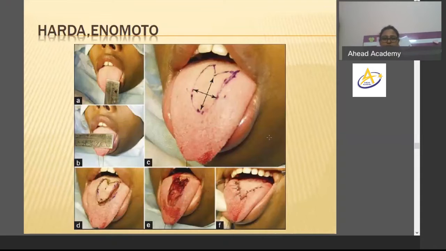Enomoto. Now we see the shape of incision that reduces the longitudinal length and the anterior posterior width also. Now you see how this much width has been, this much length has been reduced, and also the width has been reduced.